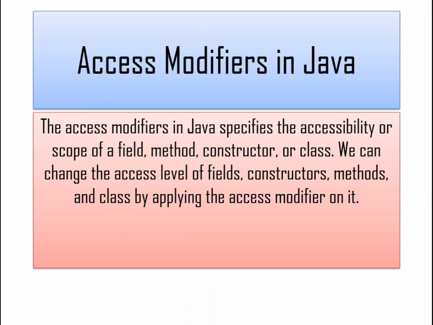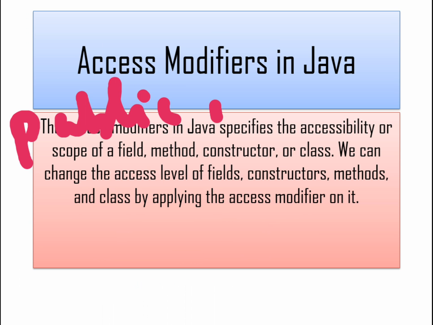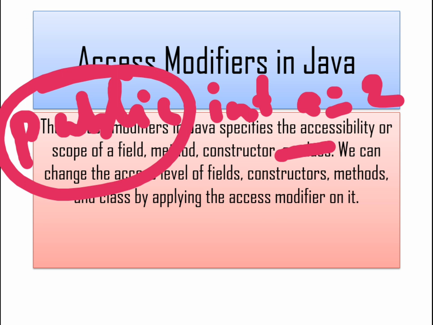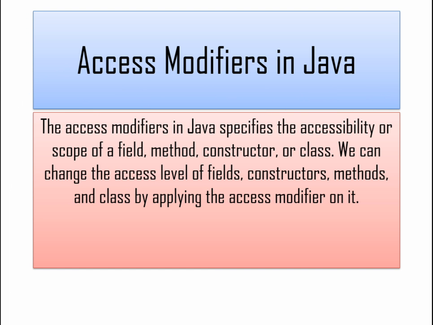So we can change the access level of the fields, constructors, methods or class by applying the access modifier on it. Suppose we are creating public int a equal to 2, then this means this variable has maximum accessibility. Now we are going to discuss what the access modifiers in Java are.